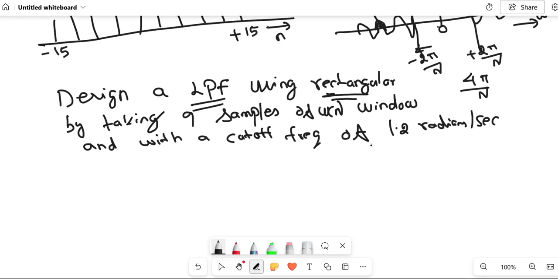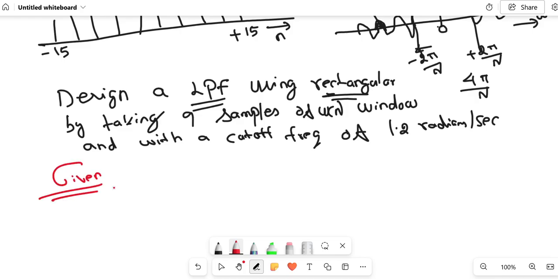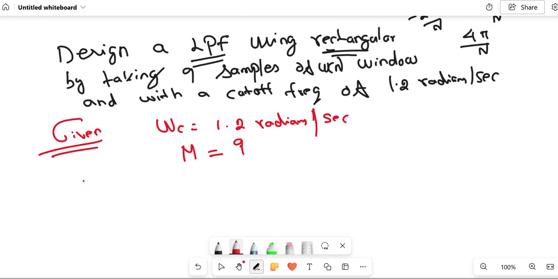So, now we will start how to solve the problem step by step. So, what are the given parameters, given specification? So, WC is given 1.2 radians per second. Okay. So, given specification, second one, m is equal to 9. Step by step we will see. Step 1. So, first one is for a low pass filter.